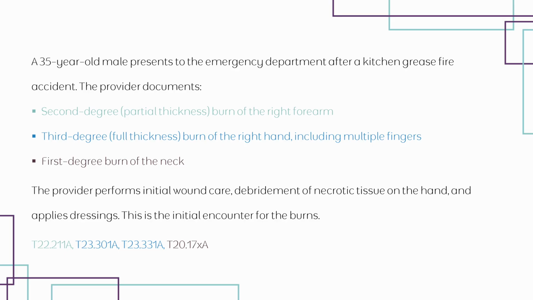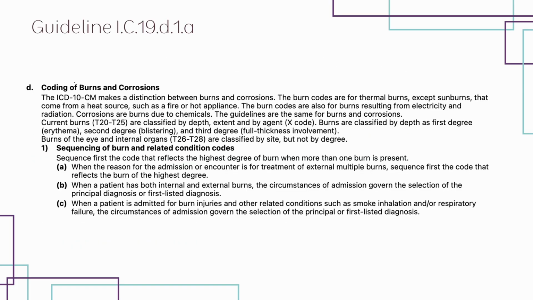When you have multiple burns, you should always check your guidelines for sequencing. So let's go do that now. Guideline I.C.19.d.1.a states that you should sequence first the code that reflects the highest degree of burn when there is more than one burn present. So let's go back to our scenario.